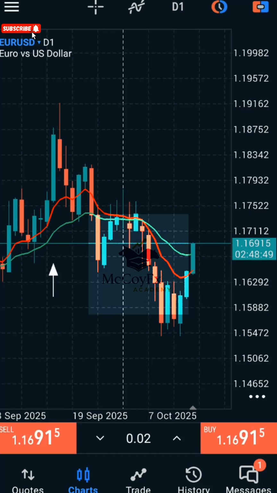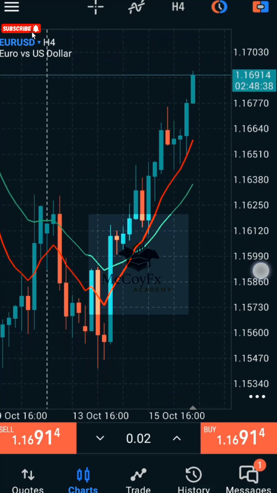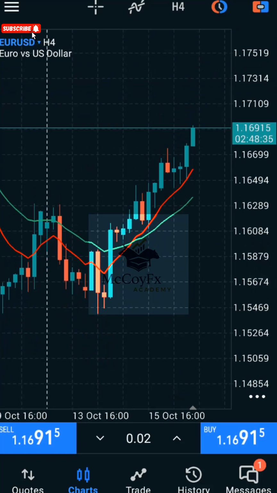So now that we have been able to find where the price is heading, which is the overall direction of the price, let's go back to 4 hours or 1 hour to find the entry points. When you come to the 4 hour, you can see that the direction of the price is the same thing here. The entry point we will be looking for, when you check the red line, you can see that whenever the price retraces and hits the red line, it reverses back to the normal direction, which is the bullish direction.